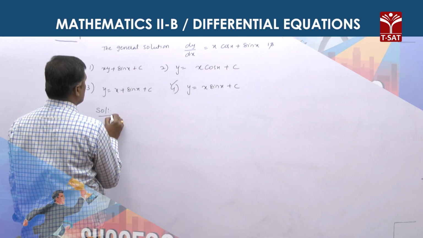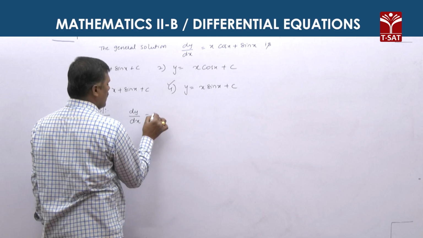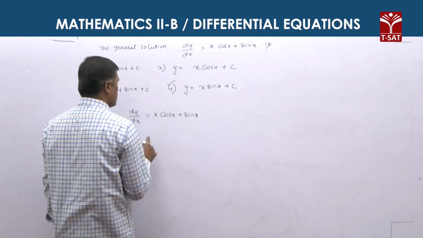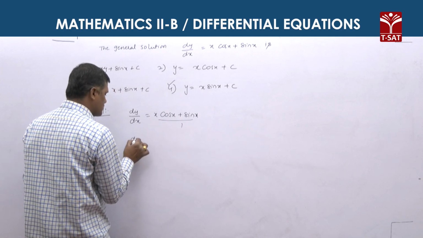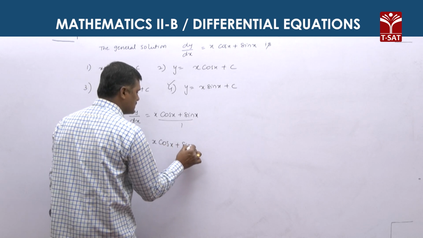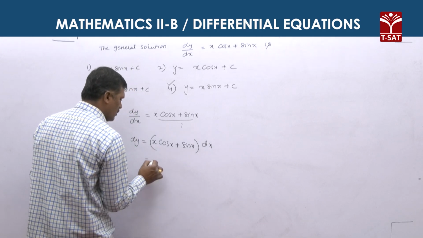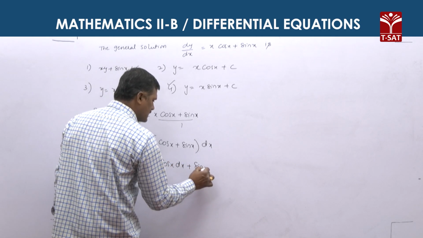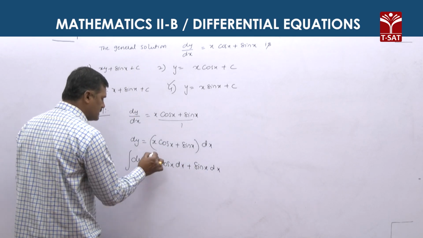Solution: given dy by dx is equal to x cos x plus sin x. Now variables are separable. Here denominator is 1. dy is equal to (x cos x plus sin x) into dx. That is equal to x into cos x dx plus sin x dx. Now integrating both sides.